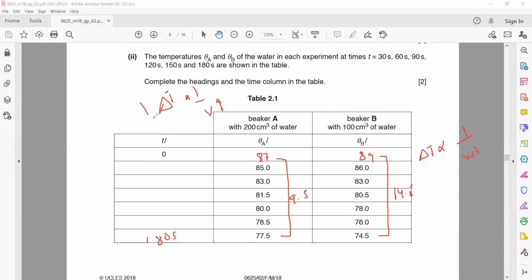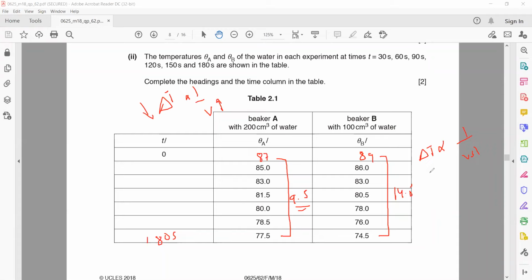So how can we write a conclusion for this? We can say that the rate of cooling is inversely proportional to the volume, or the temperature change is inversely proportional to volume. The one which has a larger volume, sorry, the rate: as the volume increases, the rate of cooling decreases. This is about the rate of cooling, because a larger volume cools down slowly, and a smaller volume cools down quickly.